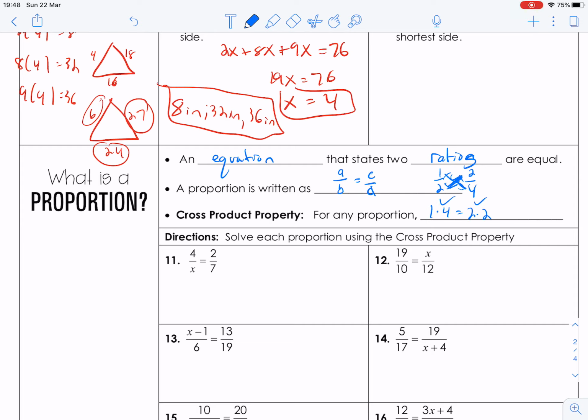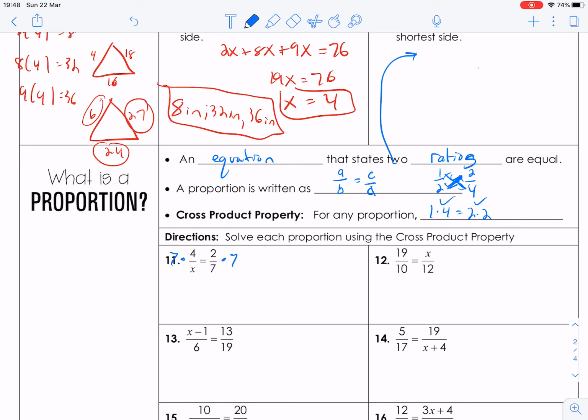It does. The reason that works, I'm going to show up here, is say, for example, I had, let's do number 11. So say I had 4 over x equals 2 over 7. If I multiplied both sides by 7, so if you do it to one side, you got to do it to the other. Remember, an equation is like a scale.